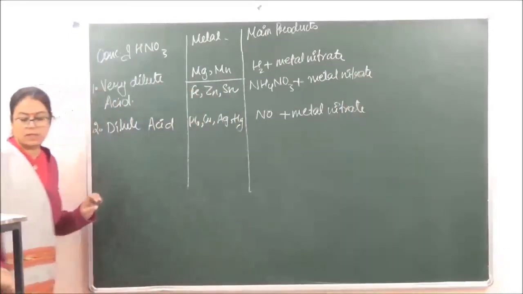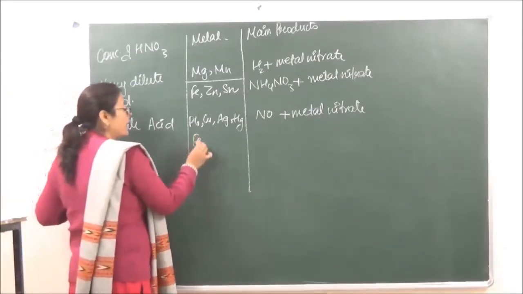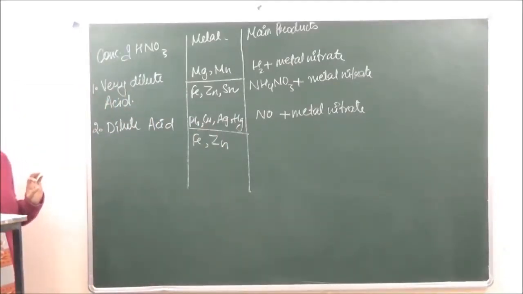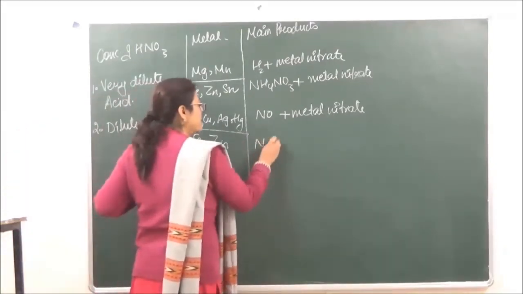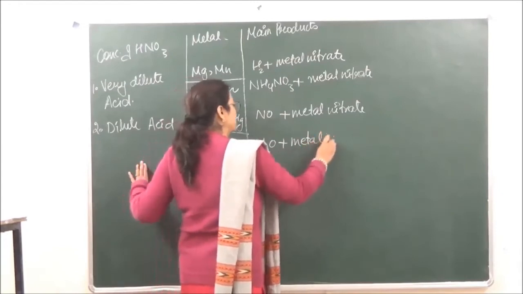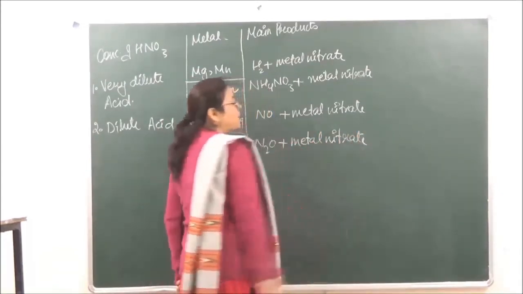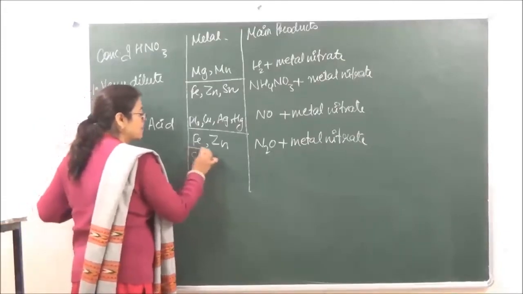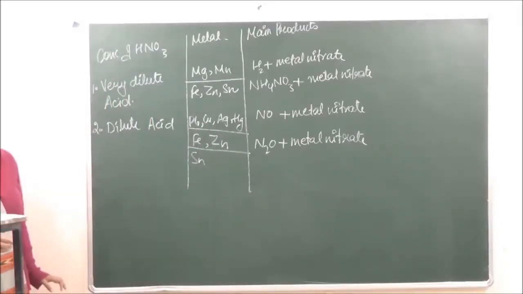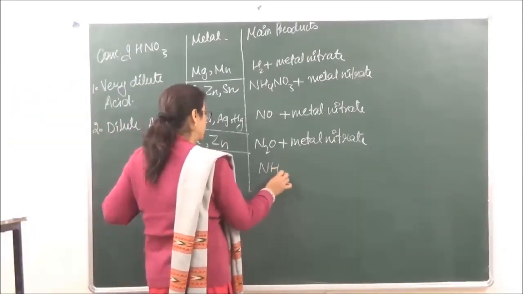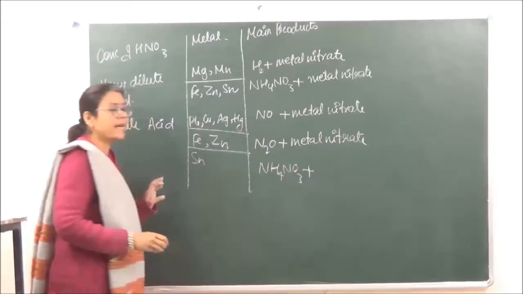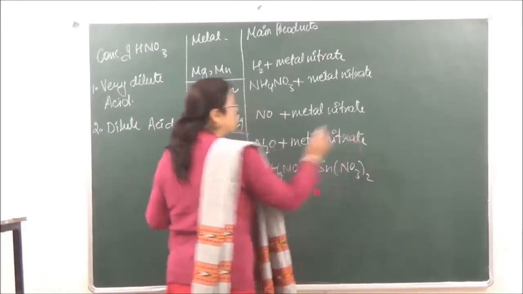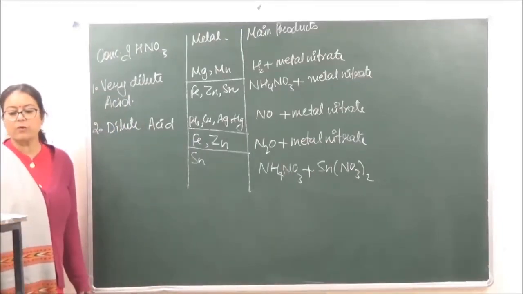metal nitrate. Okay? And if we are reacting it with iron and zinc, in that case the product that is going to be formed is N2O, nitrous oxide, plus metal nitrate. Okay? And if we do this reaction with tin, in case of tin we are going to get ammonium nitrate plus tin nitrate, stannous nitrate we call it, old name. Right? So these are the products which we are going to get with dilute acids.